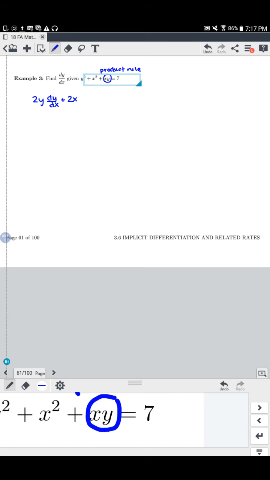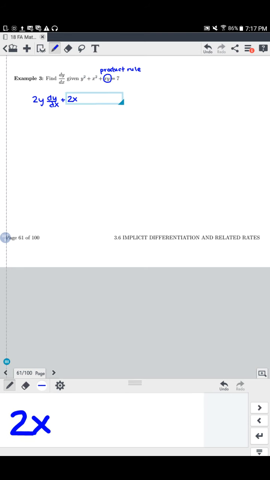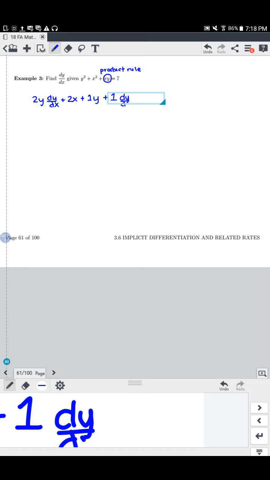And then I have the product rule. I need to take the derivative of x times y. So first thing I'm going to do is take the derivative of my first factor. I'm going to take the derivative of 1x, which is just 1. There's the derivative of x, my first, times my second. Derivative of the first times the second plus the derivative of the second factor, which is just a 1y, which will have a derivative of 1 dy/dx. So we took the derivative of y. Derivative of the second times the original first, which is x.